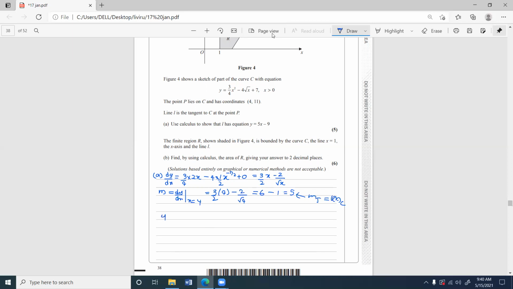With this, you can find y minus y naught. We need the equation of the tangent: y minus y naught equals gradient times x minus x naught. How do you get this? We know the gradient is 5. It's passing through the point (4, 11), so y naught is 11. X naught is 4. So it turns out to be y minus 11.